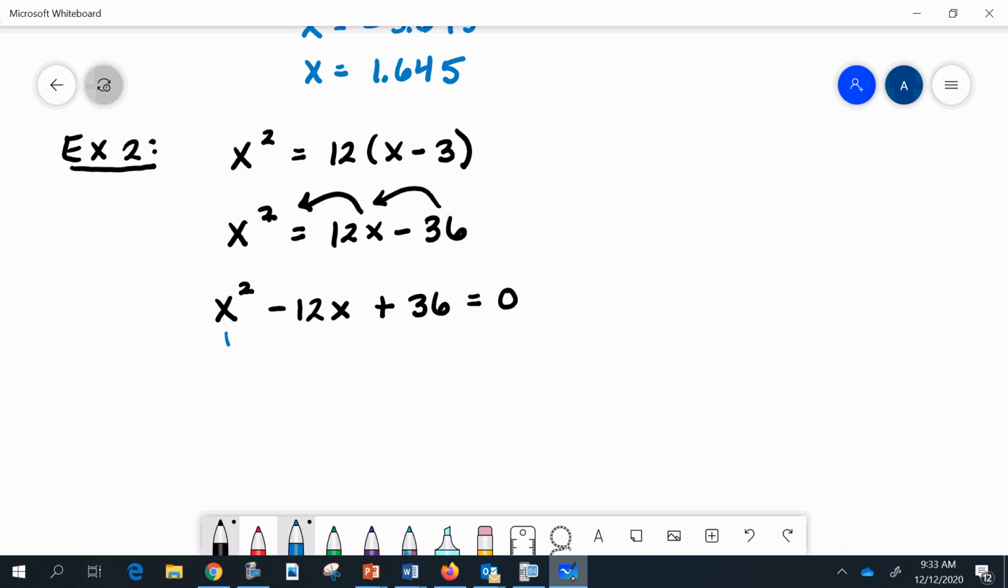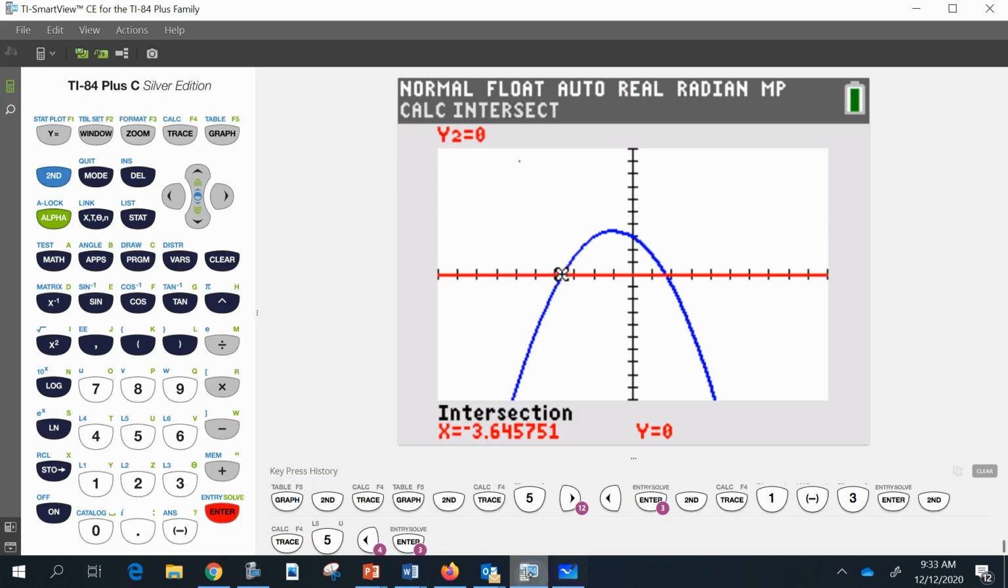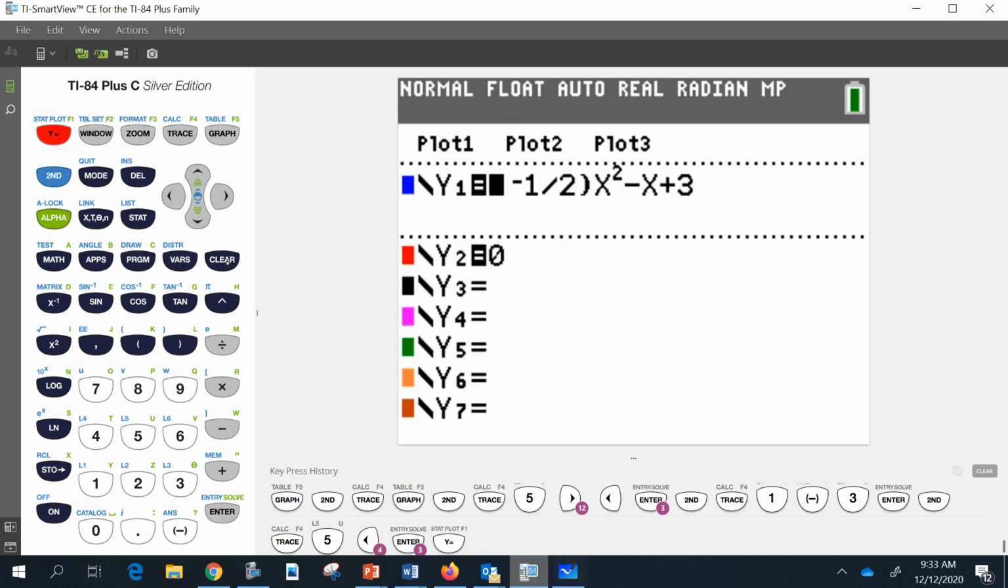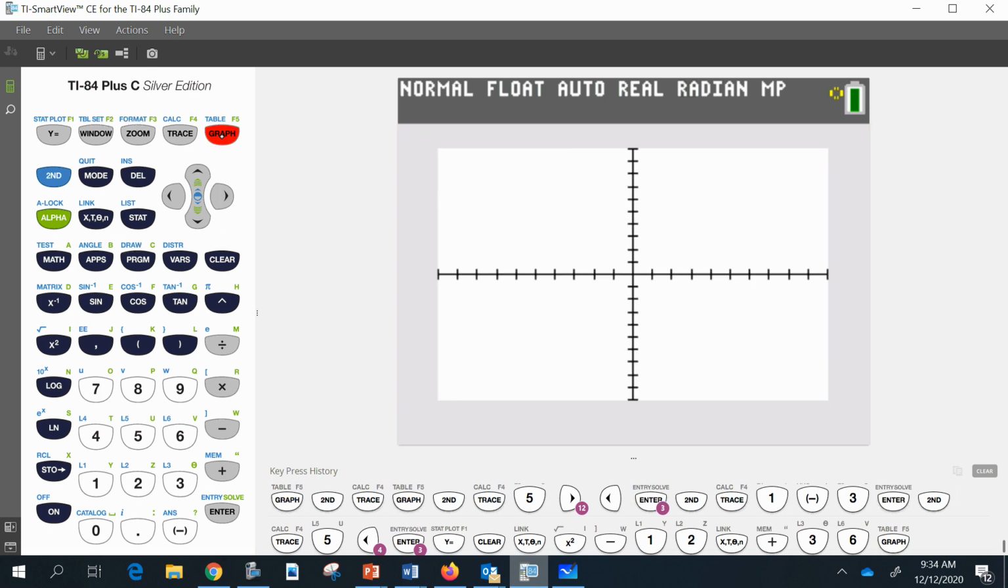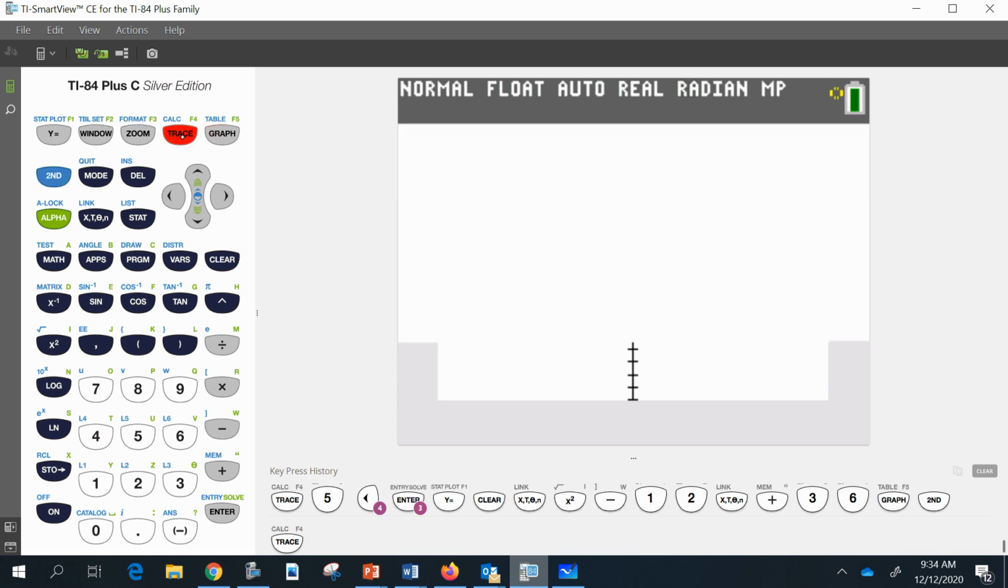So again, this is going to be y1, the 0 is going to be y2, and we're going to figure out where the two intersect. So let's go into our equation and let's write a new y1. And what is this? x squared minus 12x plus 36. And we got y2 is 0. Hit graph when you're ready. And so here comes the parabola. And this time it's interesting. It appears that it is touching the x-axis at one place. Okay? So let's go over there and let's take a look at what's going on.